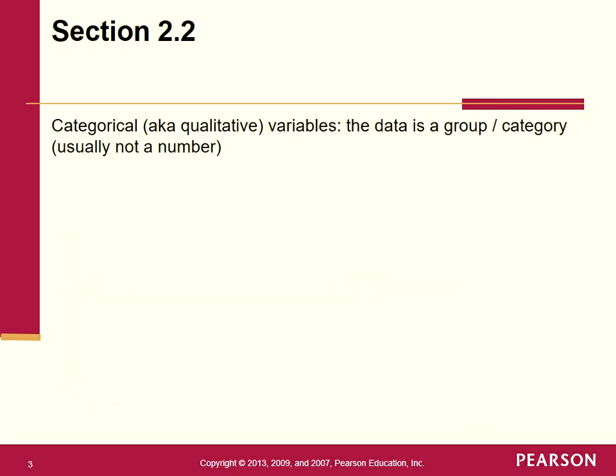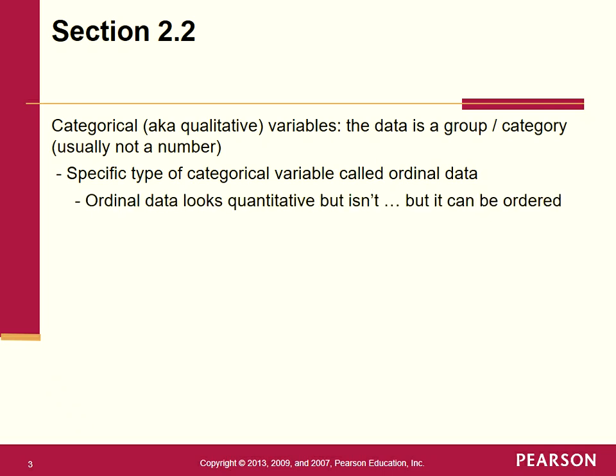So let's go back to categorical. Categorical can actually be classified even further. There's your general categorical variables, but there's also a specific type of categorical variable, and that's ordinal data. Ordinal meaning order to them. Ordinal data looks quantitative, but it isn't. But it can be ordered.